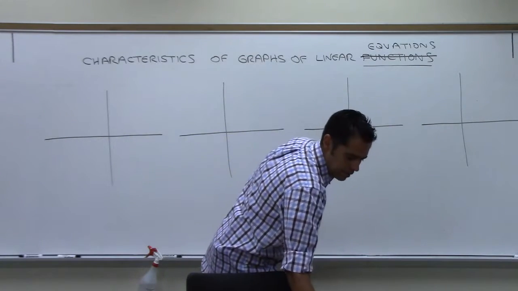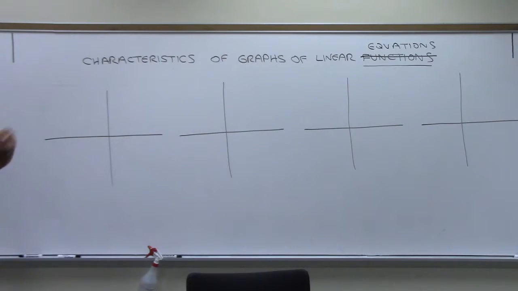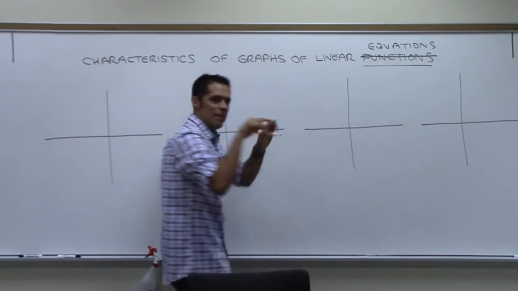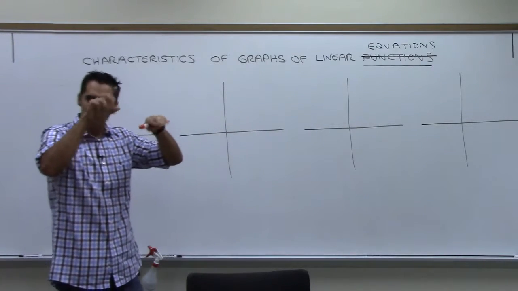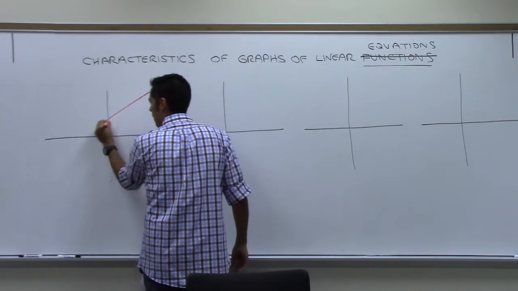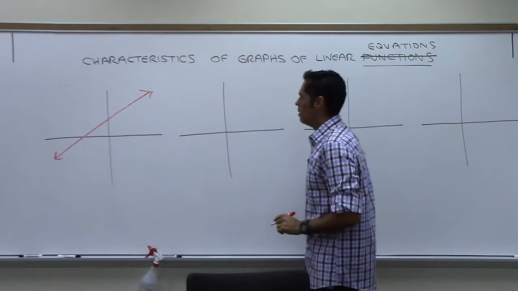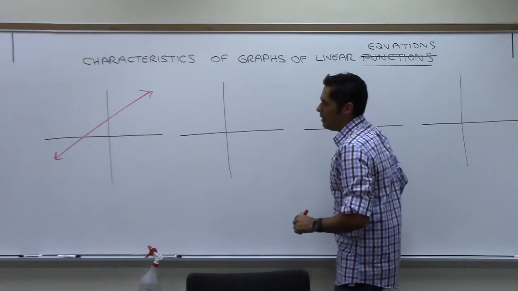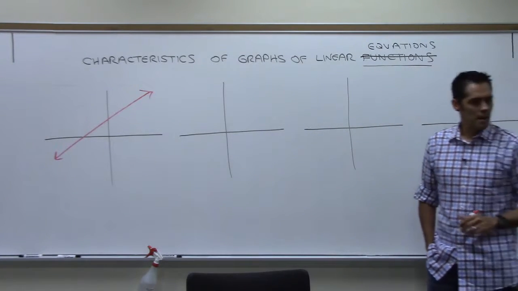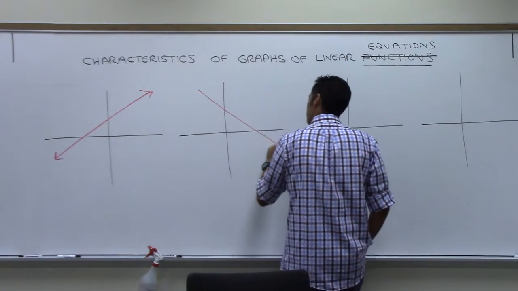And I'll do them in red. All right, so I'm going to draw my first line. We know that if we're given a linear equation where we have x and y, linear raised to the first power, that I could get something that looks like this. That would have a positive slope, right? Positive slope. Something with a negative slope would look like this.